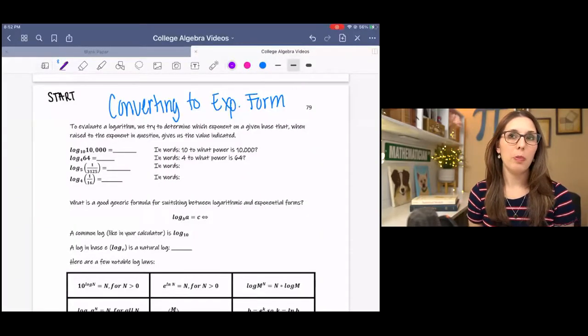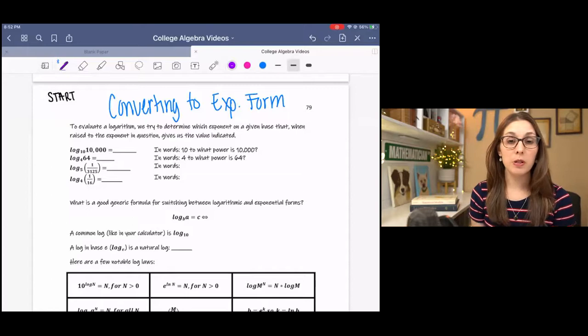In this lesson, we will practice converting between exponential form and logarithmic form. This is really going to help us when we get into solving exponential and log equations, and then also when we get into exponential modeling. So you're definitely going to be seeing this again.